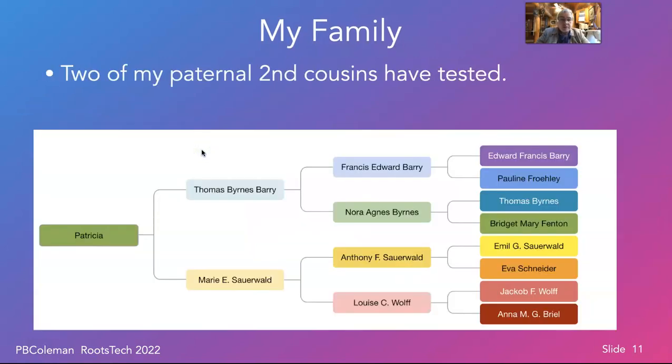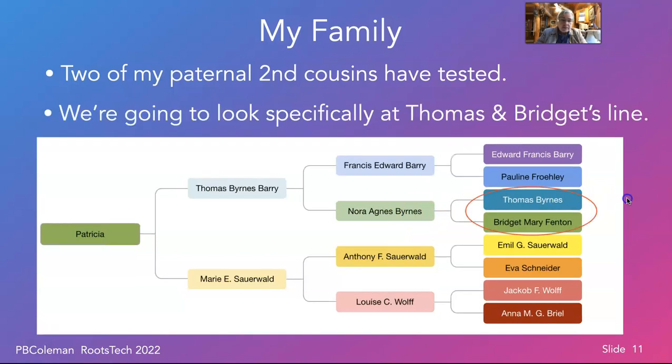Fortunately, on my paternal side, I have two second cousins that have tested. One is on my father's paternal side, the Barry side, and the other is on my father's maternal side, the Burns side. Today we're going to look specifically at the Burns side, at matches to Thomas and Bridget's line.